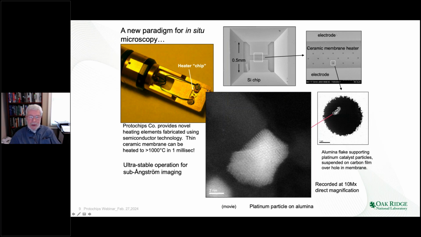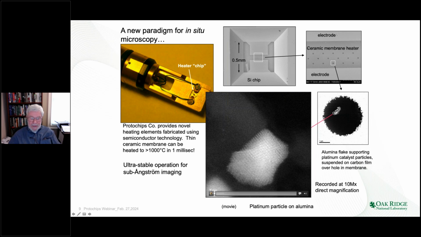We did a couple of early experiments, and this is an early heater chip. They were only about 2.5, 3 millimeters in diameter, and this shows the geometry of the chip, one of the early chips, so that we basically pass current through this electrode from one electrode to the other through this thin membrane, and there are holes in the membrane with carbon film that you could deposit particles on, say.